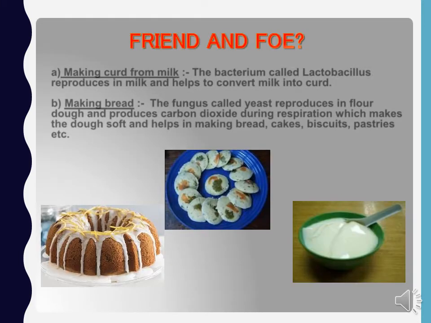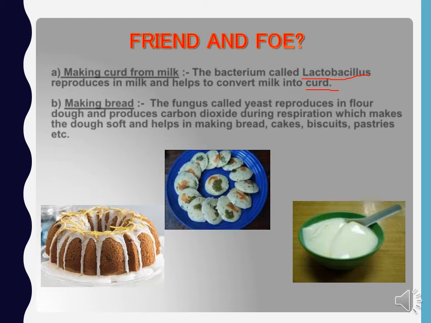So now comes the question whether they are friends or foe, meaning enemies. We'll begin with the first part and consider them as friends. So how exactly are they friends? Well, as you can observe, making curd from milk. The bacterium, which is the singular form, known as lactobacillus, is present in the milk, which helps us to convert that milk into curd. This is a daily process that we are performing, and I hope that every one of you is performing the same process every single day.